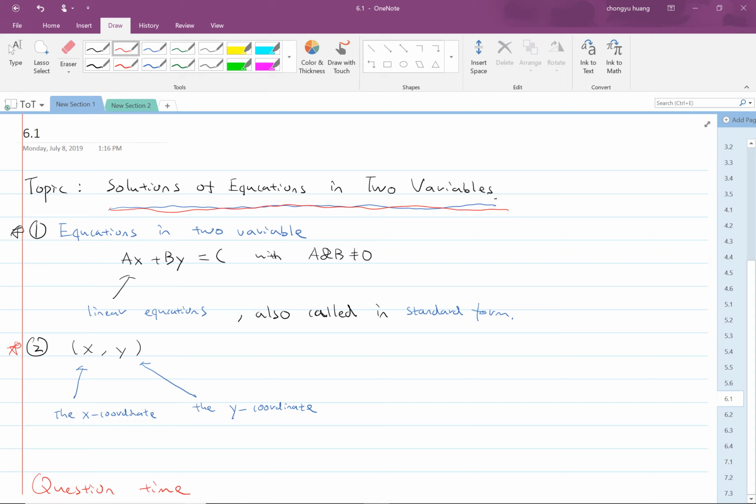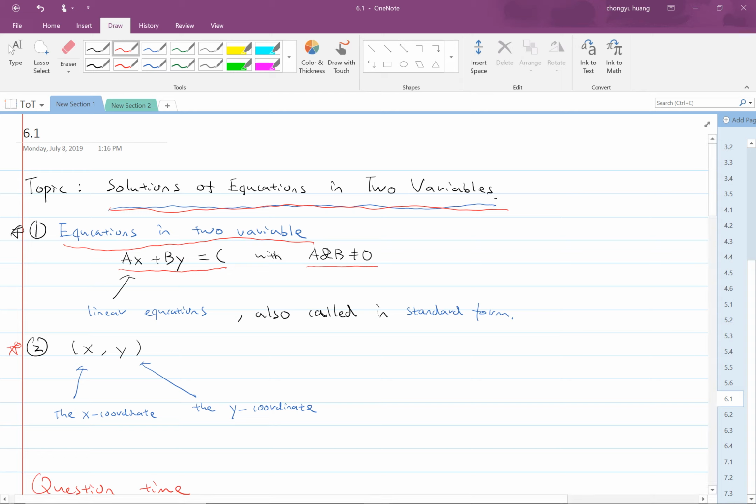Basically over here we have some really important definitions for you to know before we do any question. First, the equation in two variables is basically ax plus by equal to c, with both a and b not equal to 0. This is the normal format.